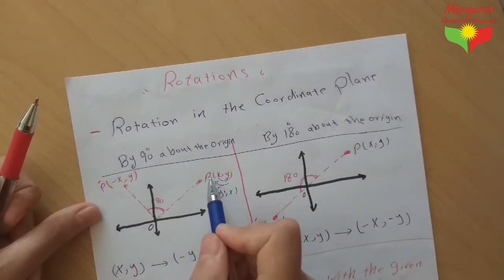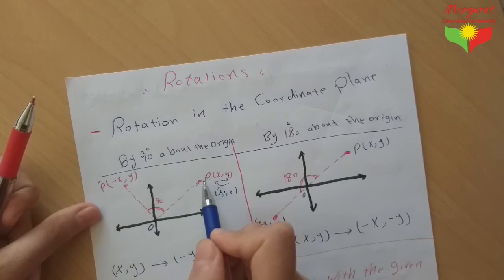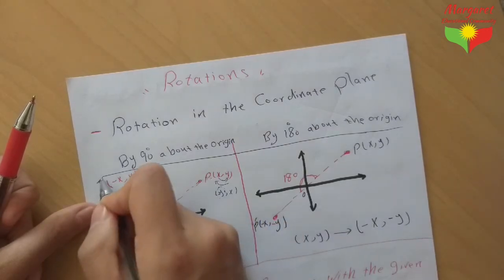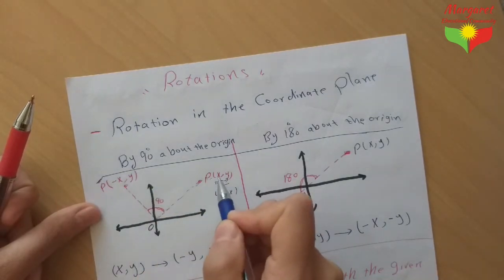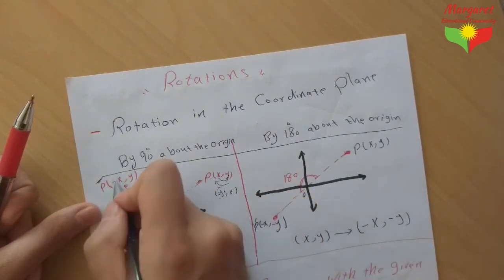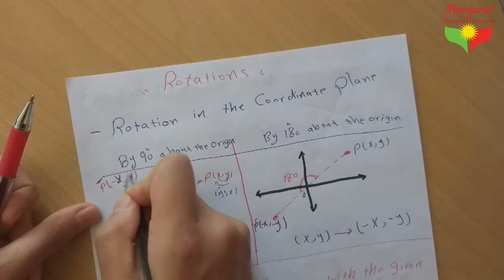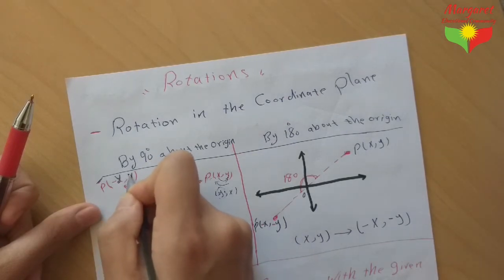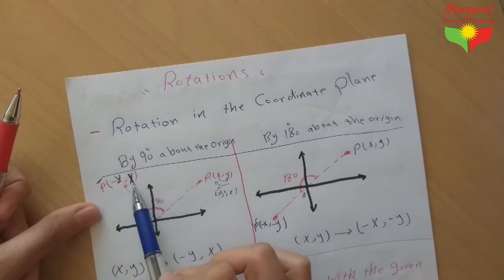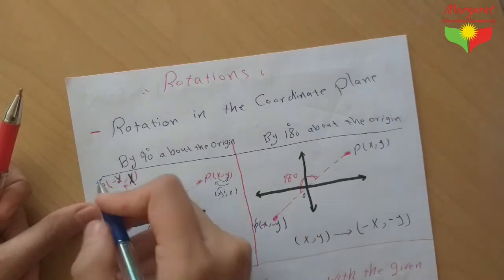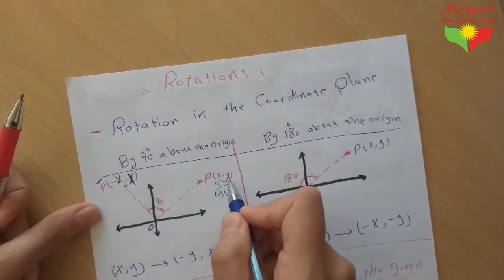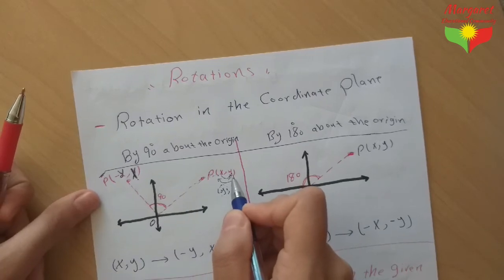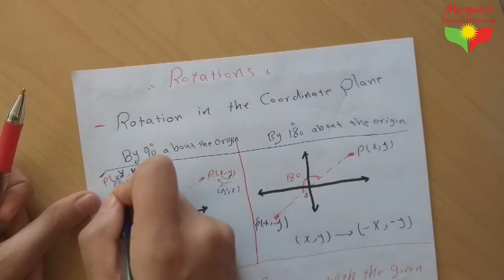After finding the rotation for the point P, change P to P dash and change the place of the values x y. Okay, and also change the sign of y. For example, from here the sign of y is positive, change it to negative.